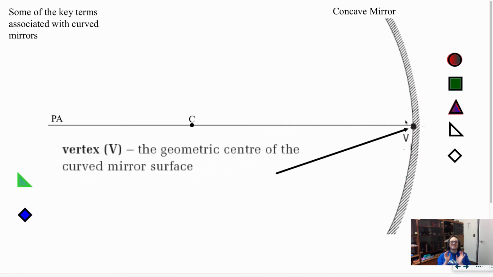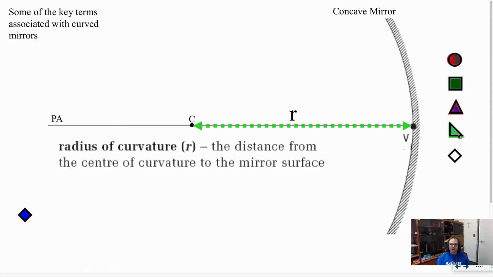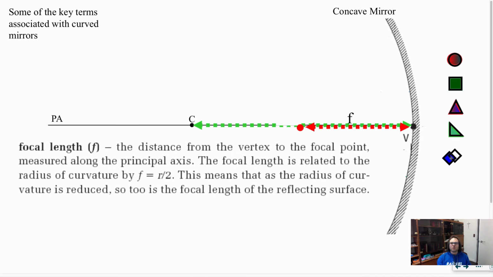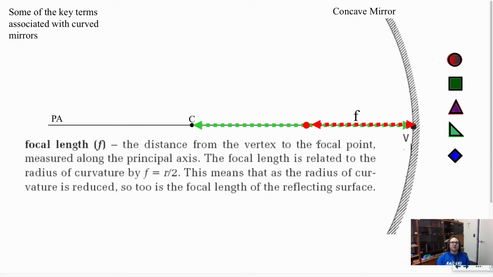My next definition is going to be the vertex. The vertex is the geometric center of the curved surface. So right here's my vertex, the geometric center of the curved surface. Then we have my radius. My radius is the distance from the vertex to the center of the curve. And then lastly, we have my focal distance here. Now my focal distance is half the distance from the vertex to the center. Okay? Now the focal length is a very important thing, which we'll find out a bit later.